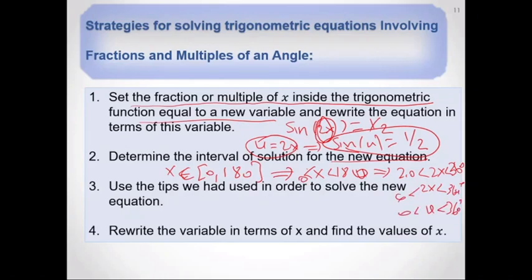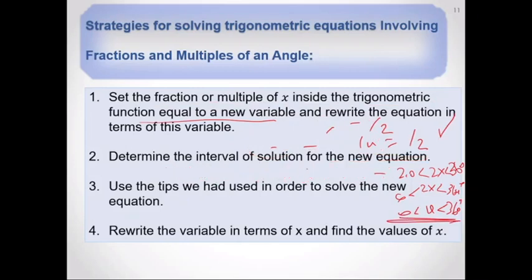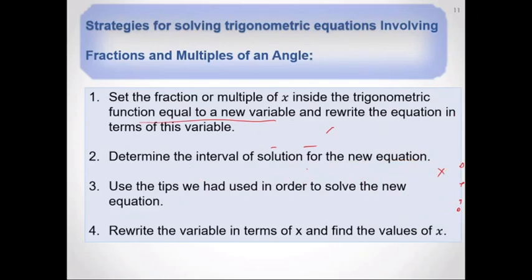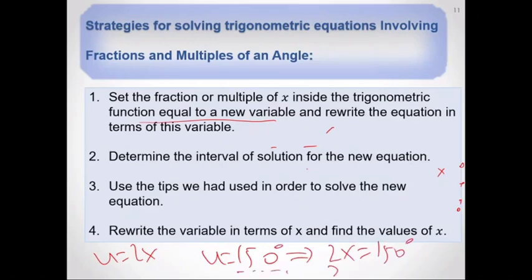And you will solve sine u equal to 1 over 2, with u from 0 to 360. So you are converting everything to u. Then you will find the solution for u, and then you get the solution for x. For example, u is equal to 150, and u is equal to 2x, so 2x equals 150, or more values. You will set them equal and find the x values. This is the strategy, and you will see it in the examples now.